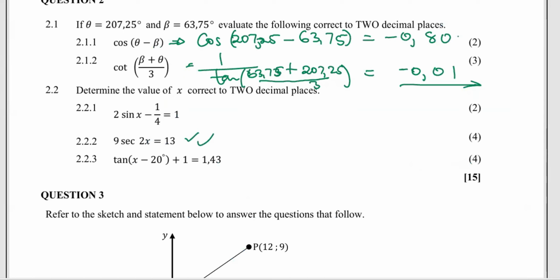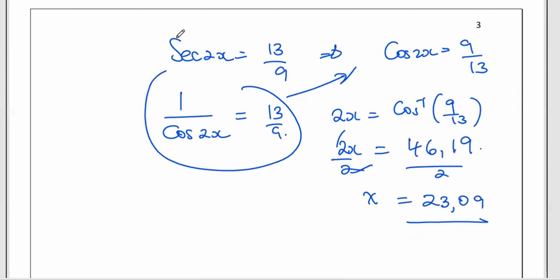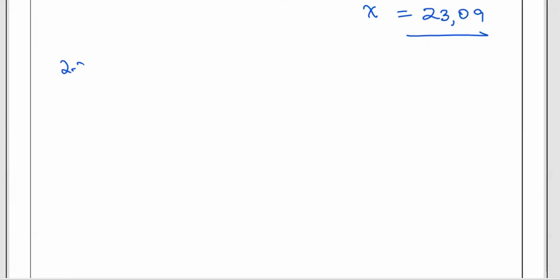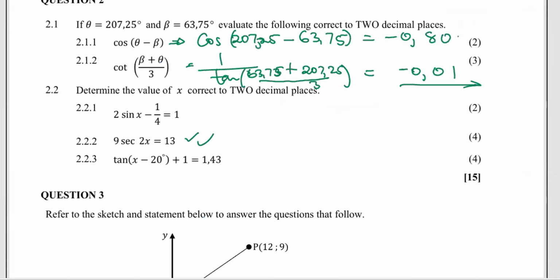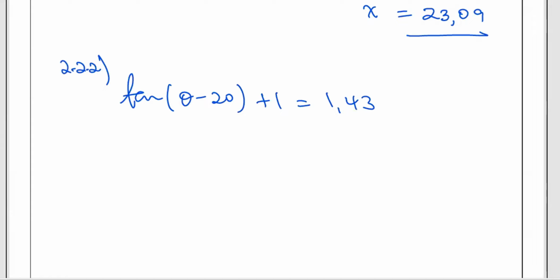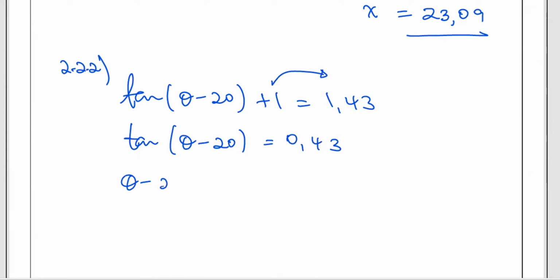Then 2.2.3. Okay. They're telling us that the tan of theta minus 20, okay, plus 1 should give us 1.43. So what we need to do, eliminate anything that is around the tan. So move this on that side, meaning that the tan of theta minus 20 is equal to 0.43. And then we do the same thing. Theta minus 20 should give us the shift tan of 0.43.